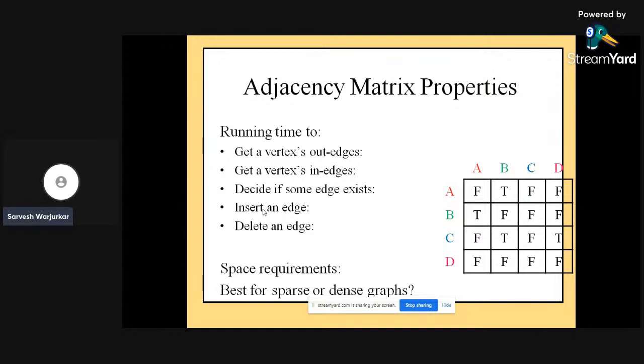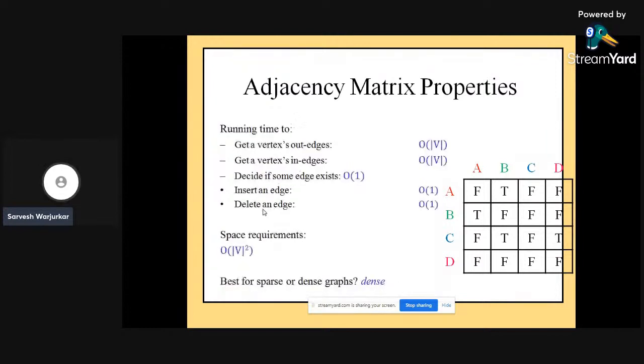Space requirement: it is based on sparse or dense graphs, where the number of edges along with the vertices in the graph is much higher, that is, a dense graph. In that case, this adjacency matrix really plays a very vital role. The space complexity for the adjacency matrix in the given graph is order of v to the power 2. It is definitely for dense graphs, as I have just mentioned.